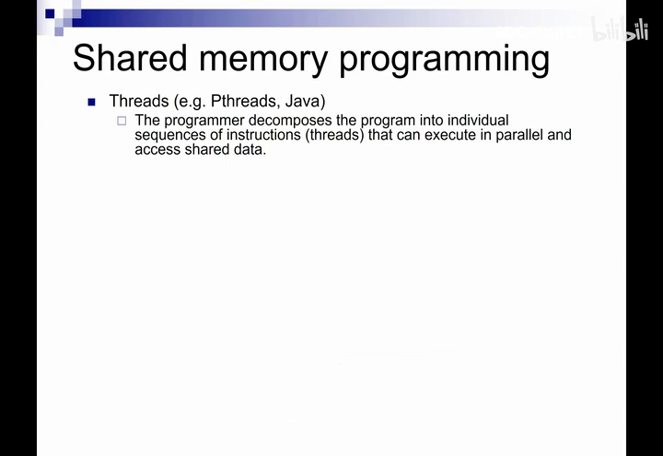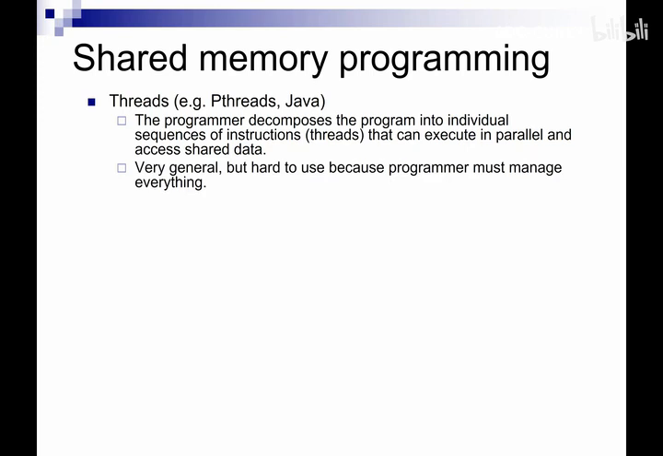Let's look at some different ways of writing shared memory programs. The first way is to directly use threads. This is done, for example, in the pthreads library or the Java programming language. Here the programmer takes a big program and breaks it into little pieces, each of which is a thread, and these threads can execute in parallel and can also access shared data. The advantage is that it's a very general way of writing a parallel program. You can basically do anything you want.